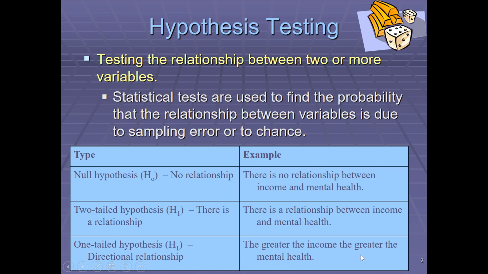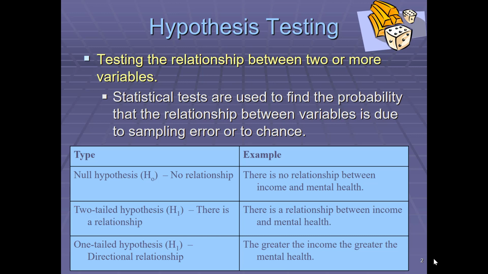Generally with the hypothesis, you have a null hypothesis, which basically means that there's no relationship between two variables. For example, there is no relationship between income and mental health. Then you can have the two-tailed hypothesis, where you're saying that there is a relationship between two variables. For example, there is a relationship between income and mental health.